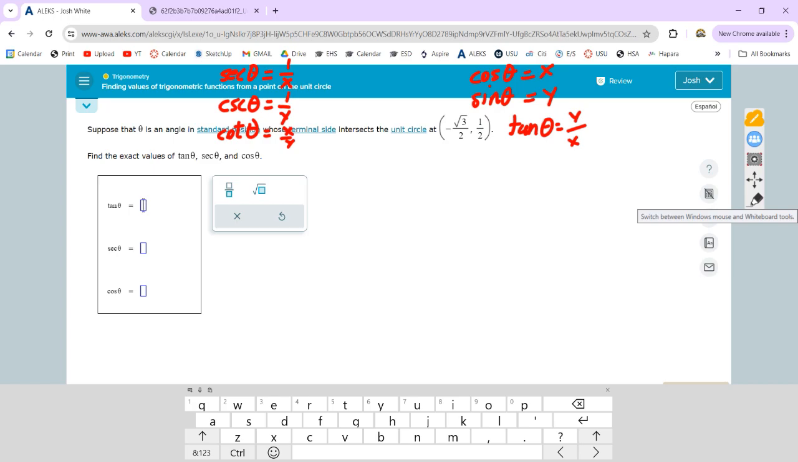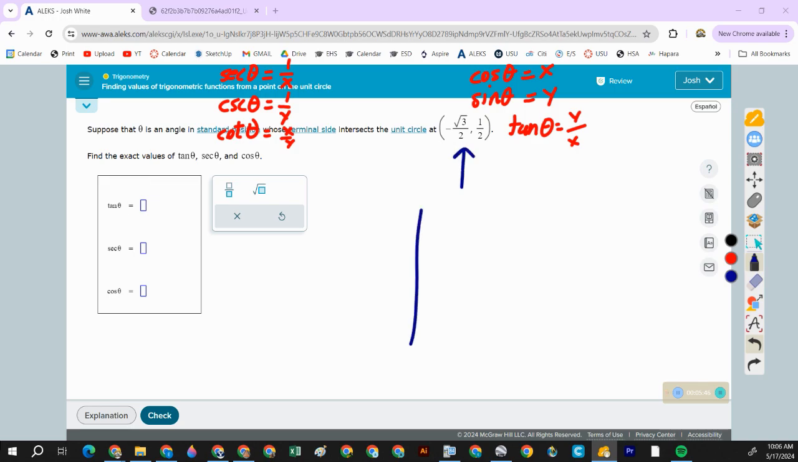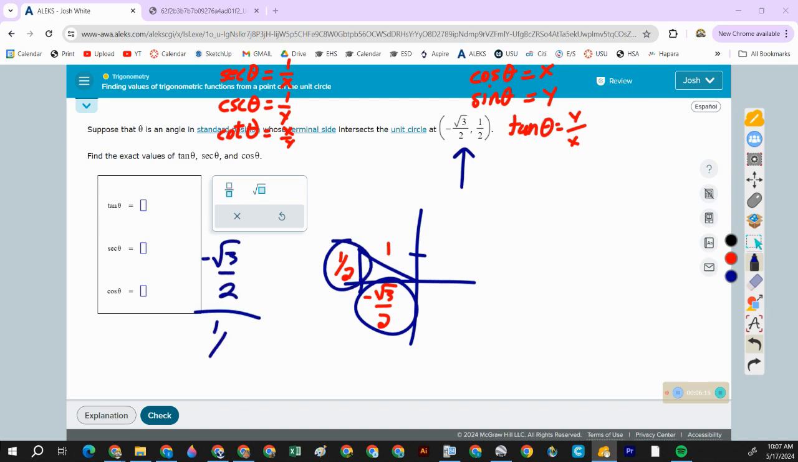Find the exact values if we have the terminal side. So where is that? It's going to be in quadrant 2. It's going to be right here. So this is negative root 3 over 2, and this is 1/2, and that's going to be 1 because it's a unit circle. So what is the tangent of that? Well, it's just going to be y divided by x. So negative root 3 over 2 over 1/2 turns into negative root 3.